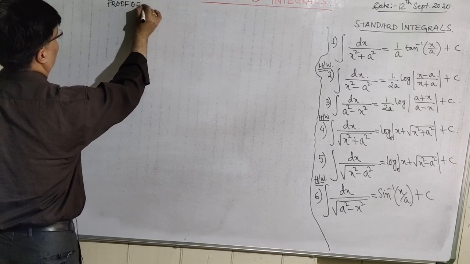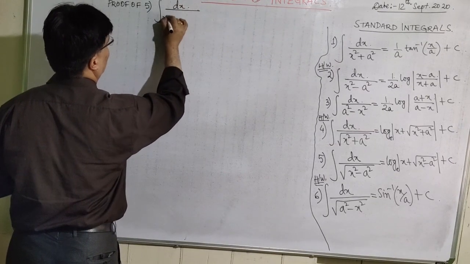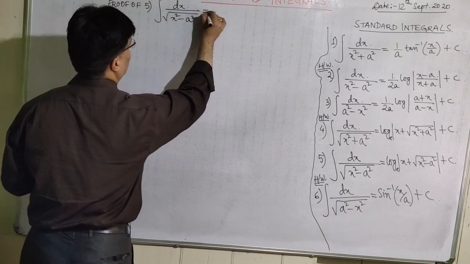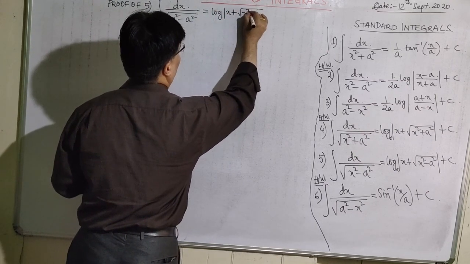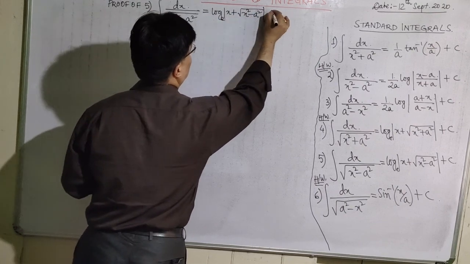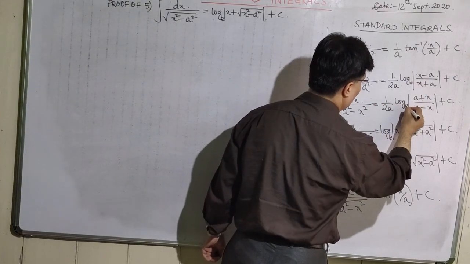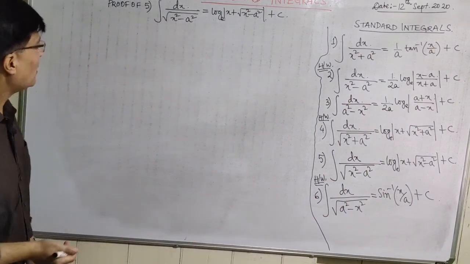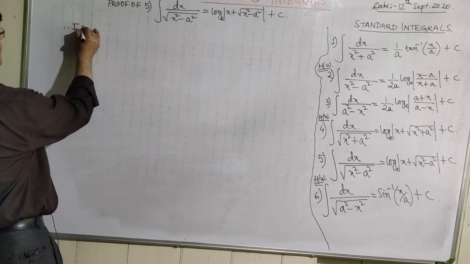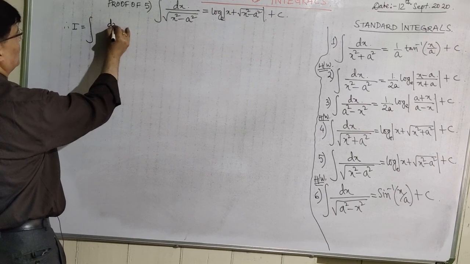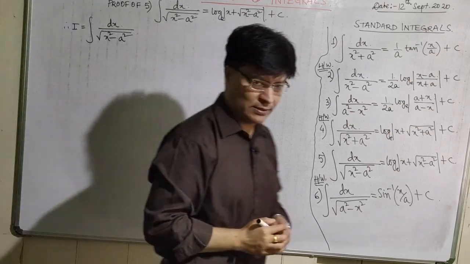Proof of 5. Let us prove it. What is the formula? Integral dx divided by root over x square minus a square is equal to, what is the formula in this case? Log of x plus root over x square minus a square, mod sign closed, the base is e, plus c. So you may write here log base e. Okay, so now let us prove this formula number 5. Let us write I is equal to the left hand side. What is the left hand side? Integral dx divided by root over x square minus a square. Now let us prove it.